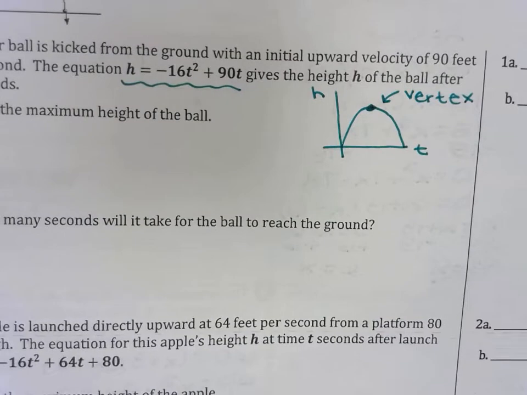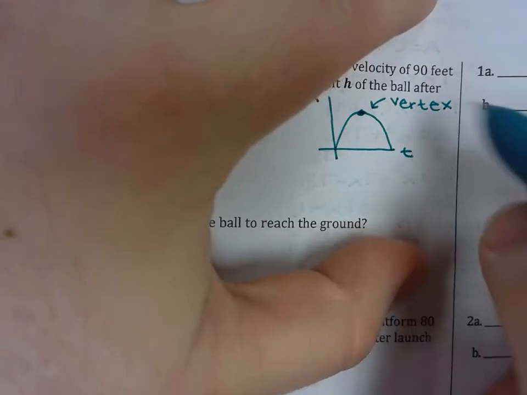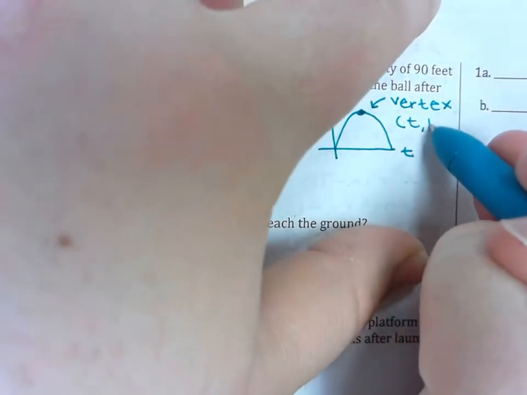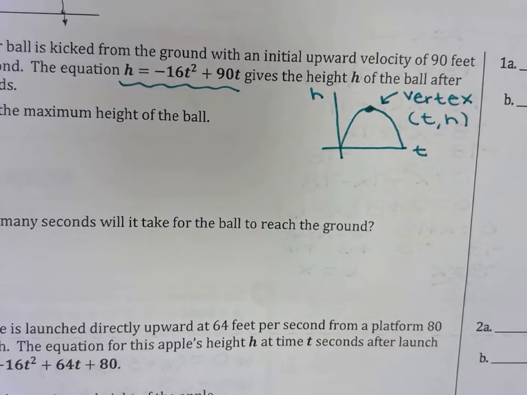Now, what value of the vertex do I want specifically? Because the ordered pair in this case will be t, h. Instead of x and y, x is t, y is h. So what value of the vertex do I actually want if I want the maximum height? The h, which is the x value or y value? Y value. So I actually want the y value.